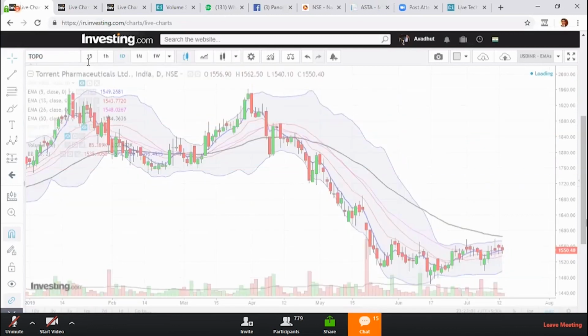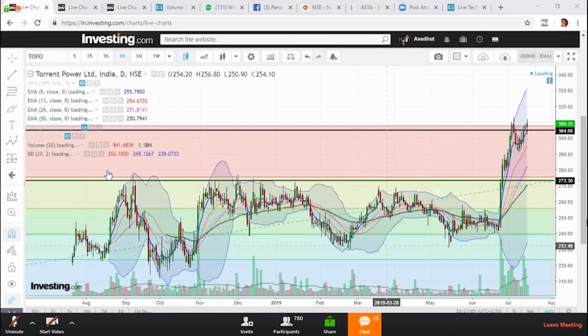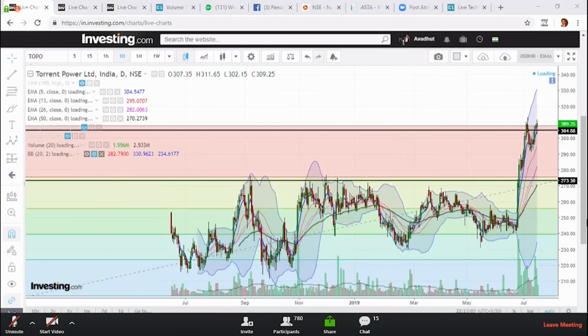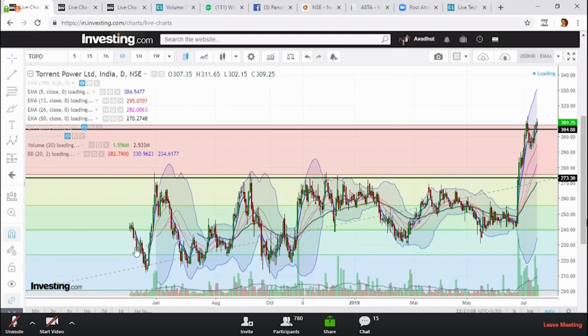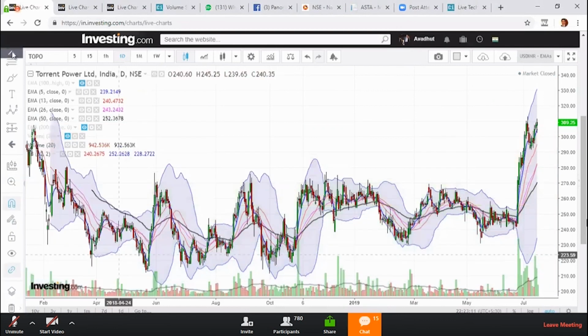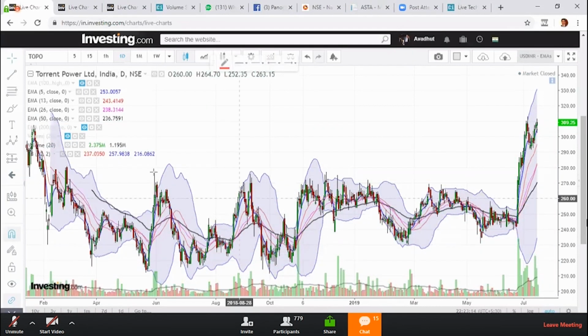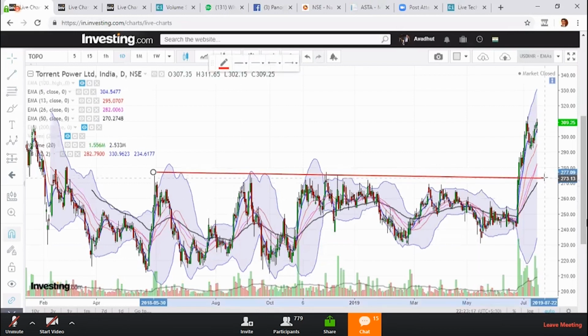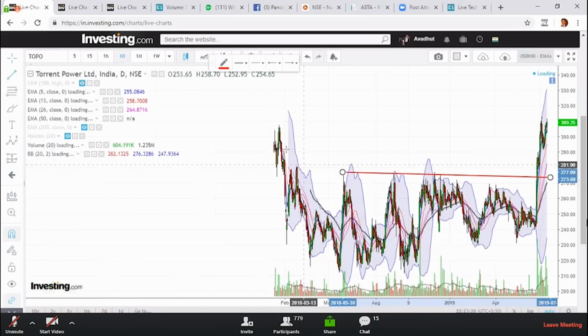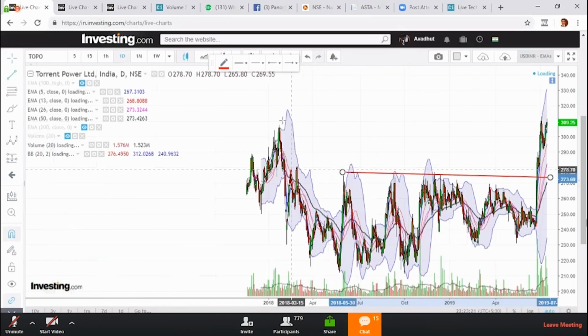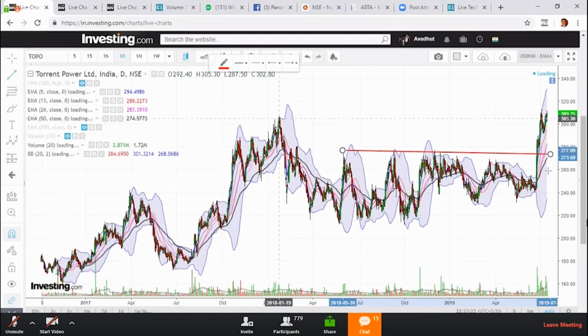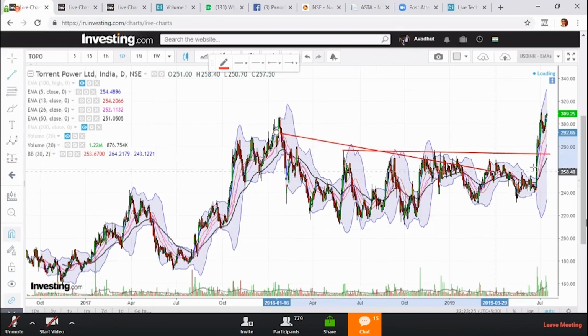Now, Torrent Power is one stock which we spotted, and see, this is why I say that these setups are so beautiful and their probability of success is so high, because our scanner actually gave us this pick on this day. There was a trend line breakout right from here. Okay, there are two trend lines.